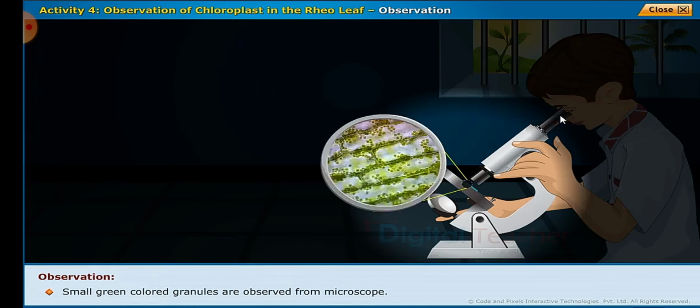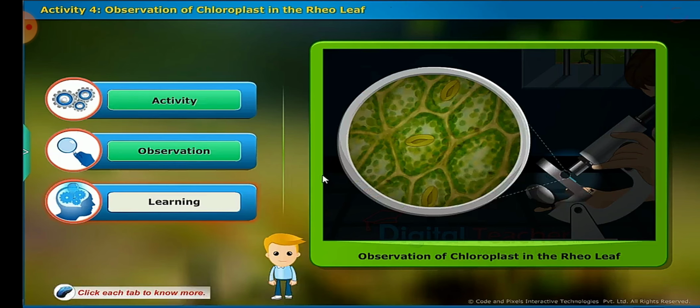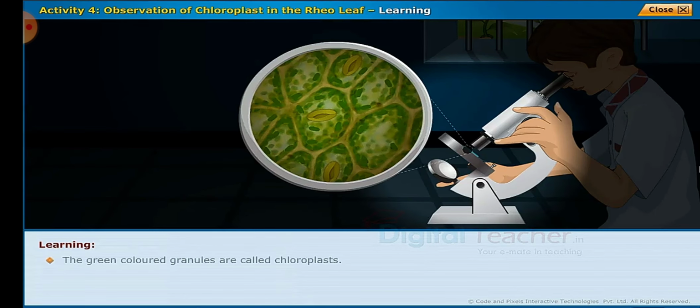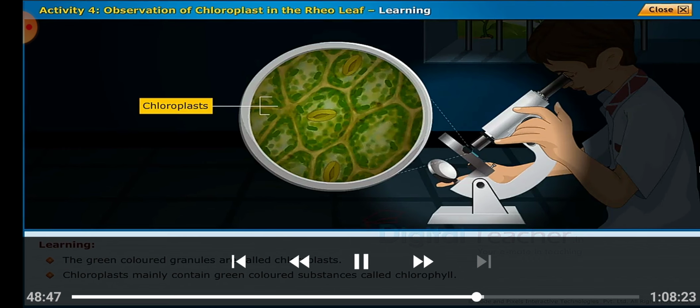Small green-colored granules are observed through the microscope. The green-colored granules are called chloroplasts. Chloroplasts mainly contain a green-colored substance called chlorophyll.